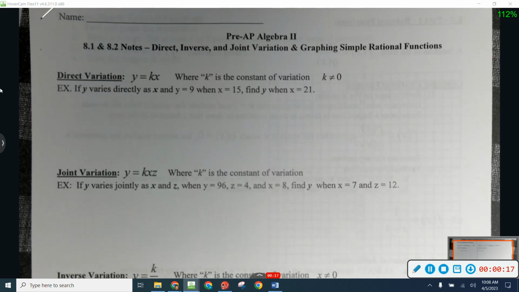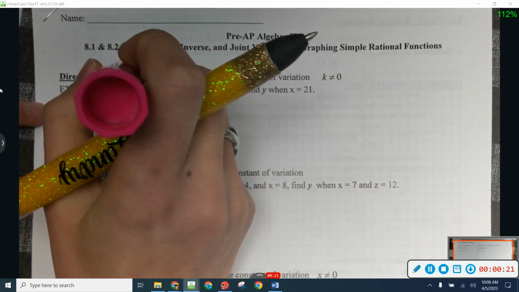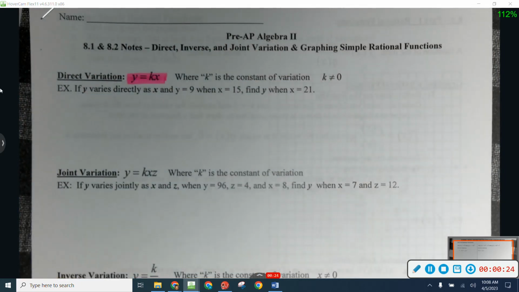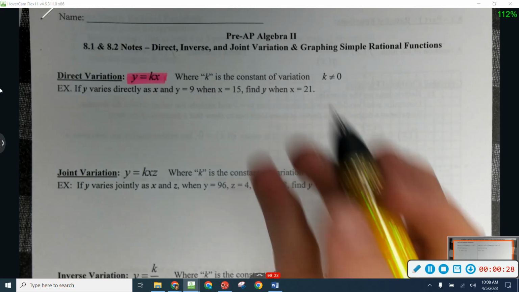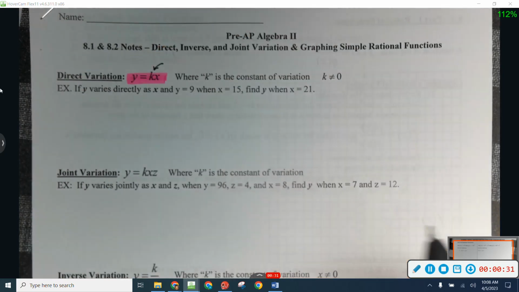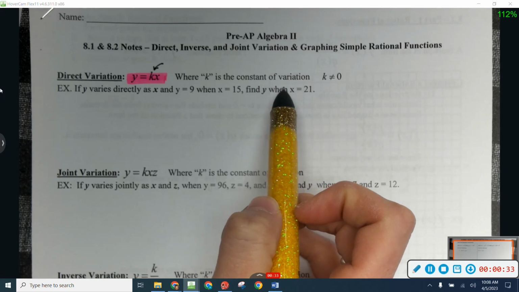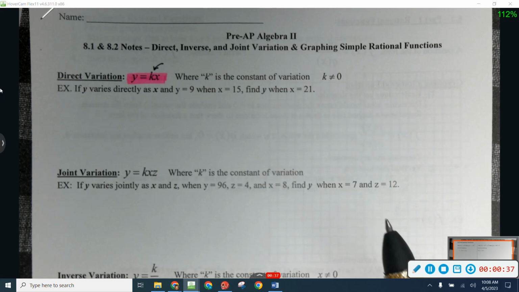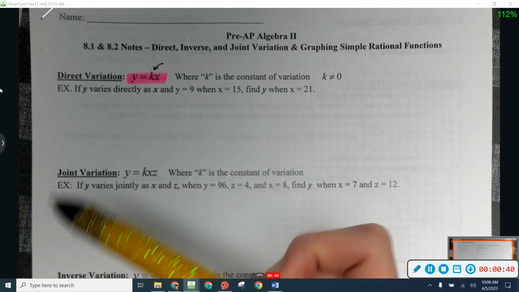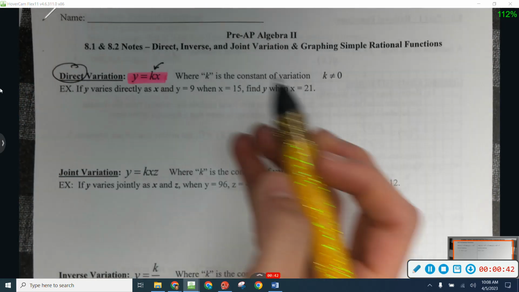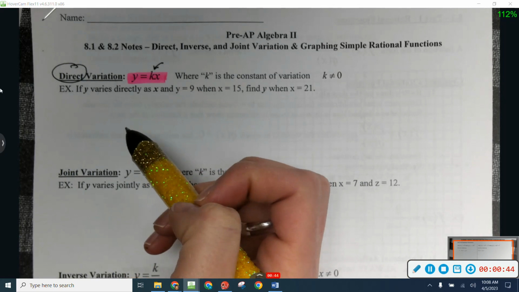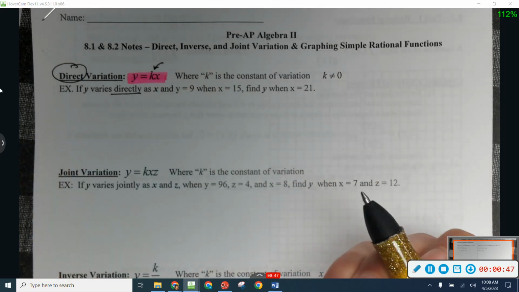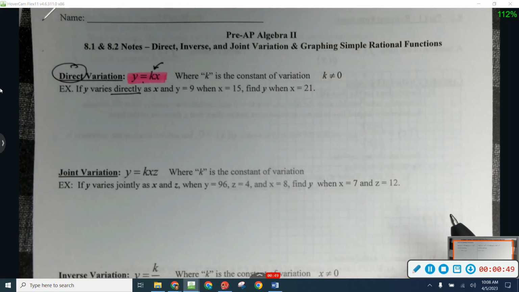So, direct variation, that is something you should have gone over in Algebra 1, which is just y equals kx, or y equals ax. I think in Algebra 1 we typically do a. That k, or a if you learned that, is your constant of variation, okay? And it will not equal 0. So your keyword to know the difference: if it says y varies directly, that's your direct variation, okay? To me, that's very straightforward. You just have to know which formula it is, okay?